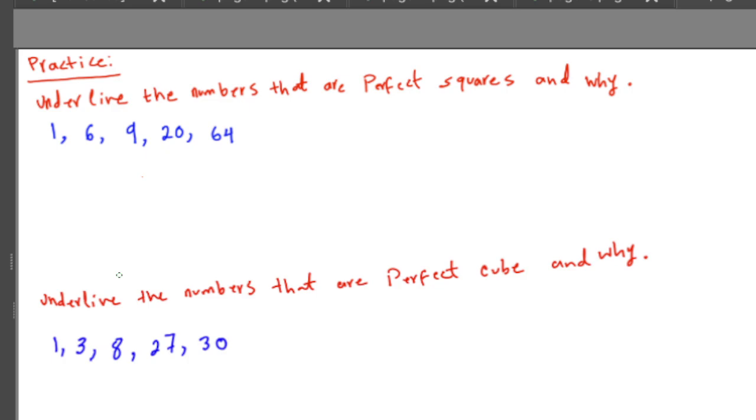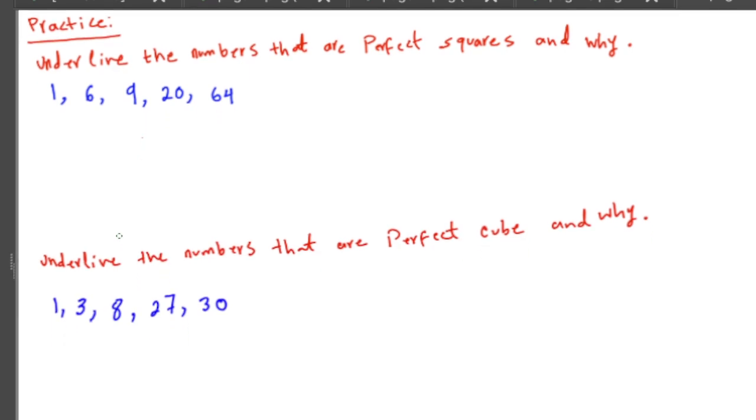Now here let's do some practice. Underline the numbers that are perfect squares and why. So we look at the number 1. We know that number 1 is a perfect square because there is a number that I can multiply by itself and I get 1.